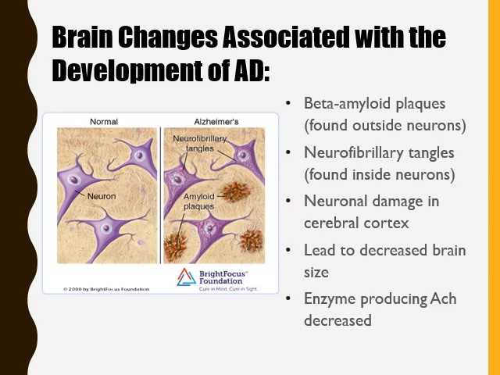So when you see somebody with Alzheimer's in postmortem, you'll see that the brain is much smaller than the regular person who does not have Alzheimer's disease. And when you have this decreased brain size, what also happens is that you have a decrease in the making of acetylcholine. So the enzyme that produces acetylcholine is also decreased.